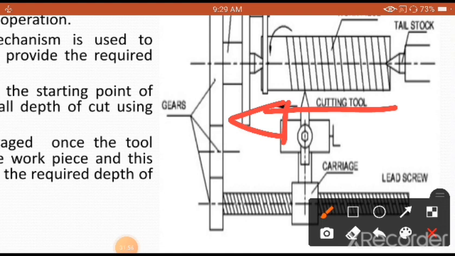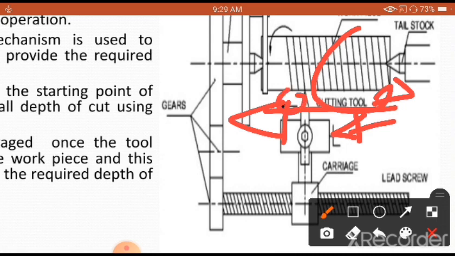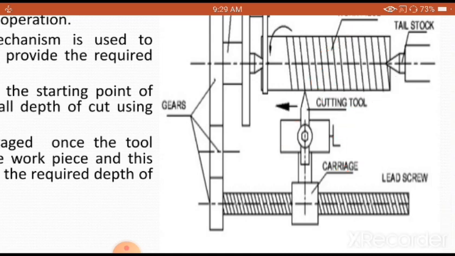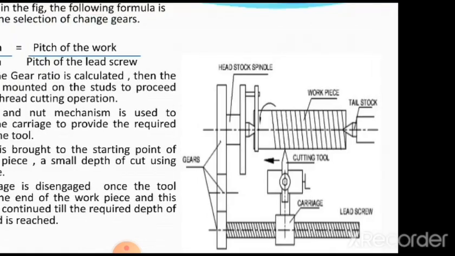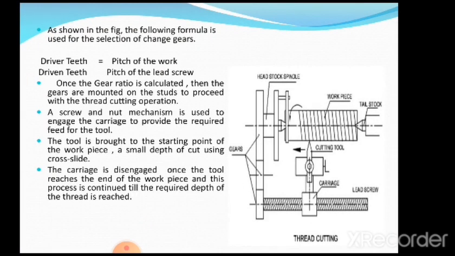That means each rotation of the workpiece will cause the tool to move equal to the pitch of the thread to be cut. Once it reaches this end, the carriage will again be disengaged and brought back to this point, engaged again, then given another small depth of cut, and the process will continue till the complete thread cutting operation is done on the given workpiece and the required depth of the thread is reached.